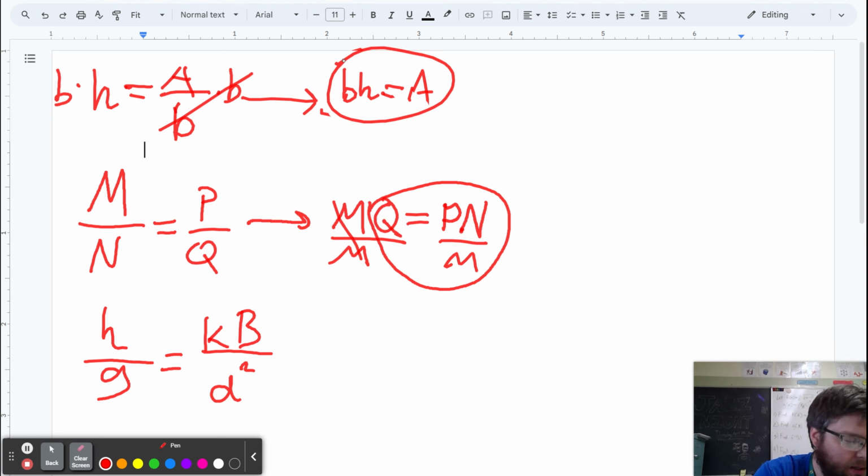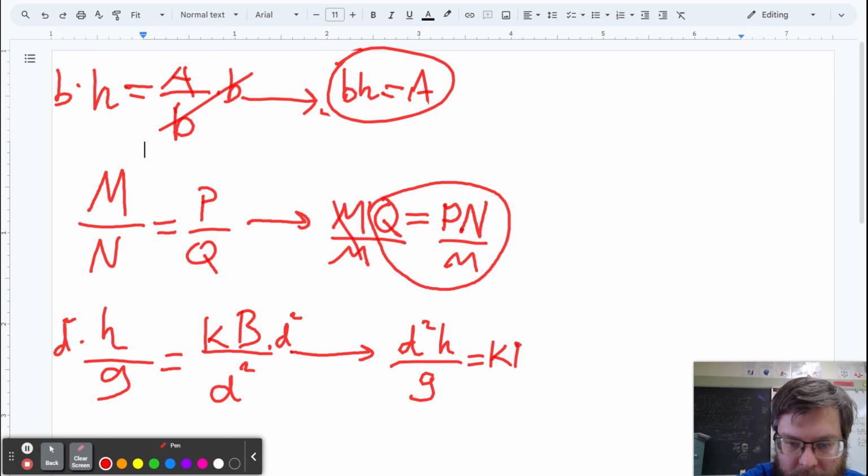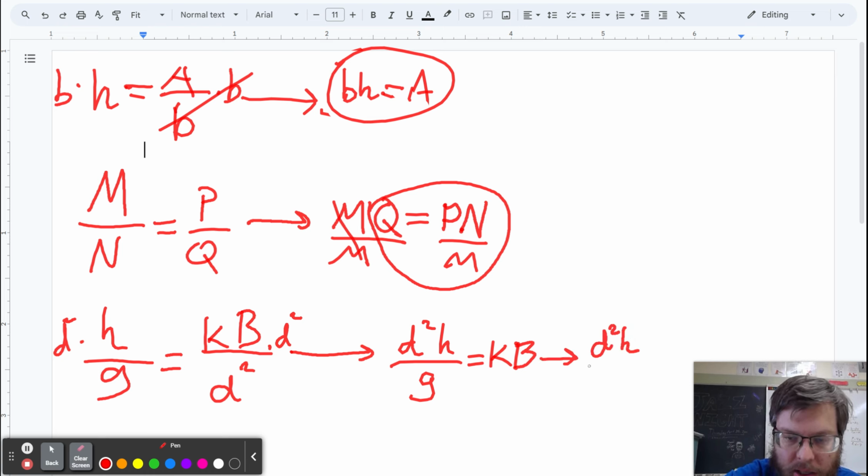Okay. And then on the third one that I wrote, I was supposed to find the letter b by itself. So I'm going to multiply both sides by d squared first. So I have d squared h over g equals kb. And then I'll divide both sides by k to get b by itself. D squared h over gk equals b.